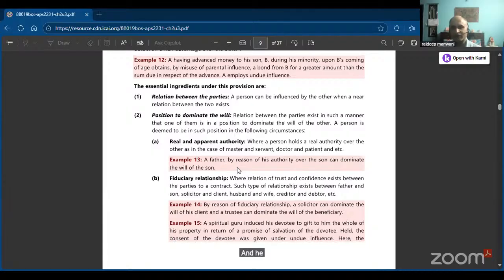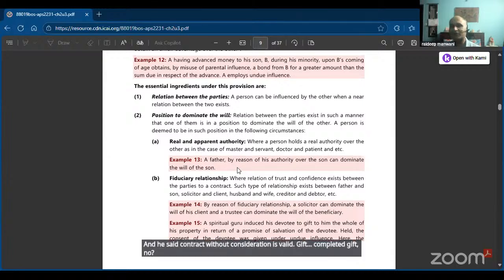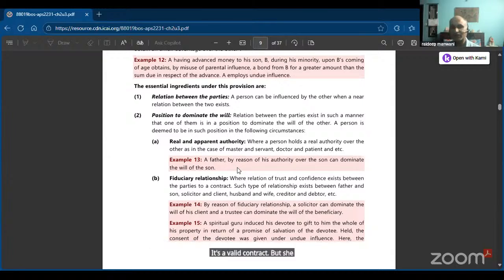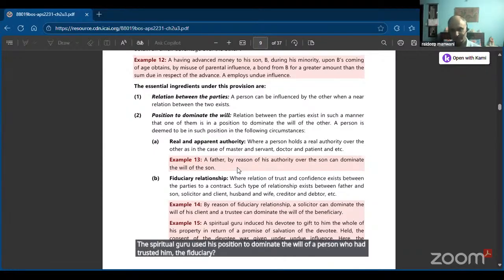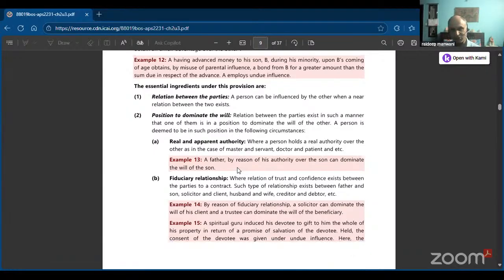He said a contract without consideration is valid. A completed gift is a valid contract. But she said, I gave him the gift because he told me I'll get moksha. He used his position to dominate my will. The court held that yes, the spiritual guru used his position to dominate the will of a person who had trusted him. The fiduciary relationship was violated. And the court set aside the contract. She got back her property.